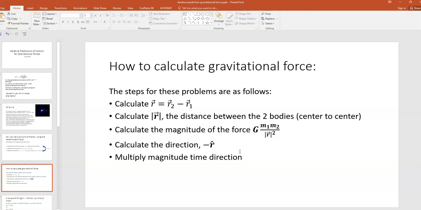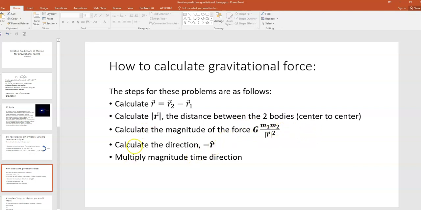Then next, you calculate the magnitude of your gravitational force. Now notice there's no minus sign in here, okay? So here we have G times m1 times m2 divided by the magnitude of r squared. That's the next step, calculating the magnitude of the force.